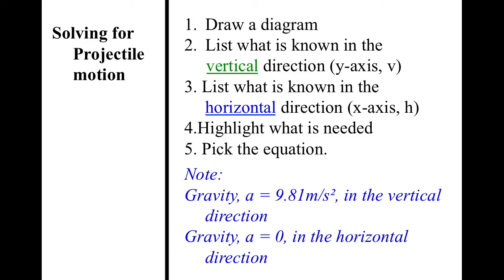One thing to note is that the gravity is 9.81 meters per second squared in the vertical direction. For the horizontal direction, however, the acceleration due to gravity is 0 because there are no forces acting on it in the horizontal direction.